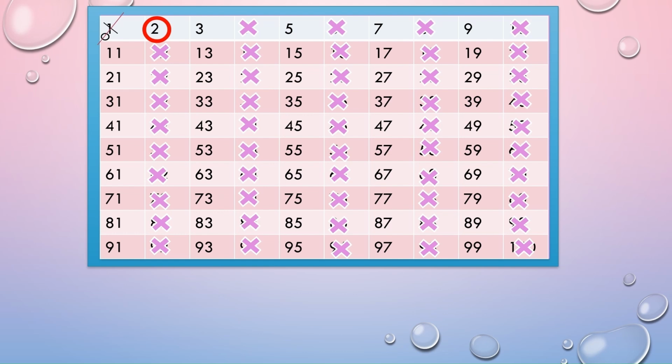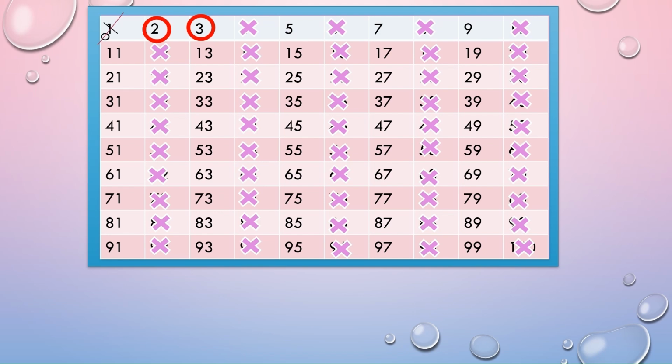We circled 2 and crossed out all the even numbers that are divisible by 2. So what are we doing here? We are removing all numbers which are not prime, and finally what is left will be only prime numbers. So this is the first step. We've already removed all the even numbers, so the numbers have become lesser now. Okay, so let's go on to the next step.